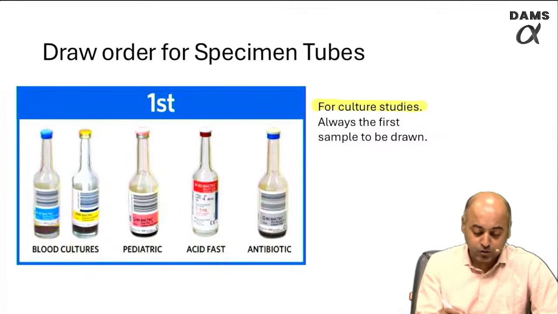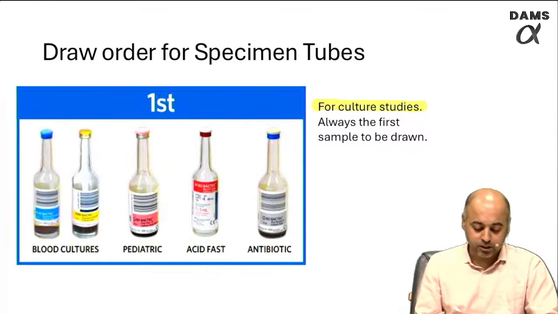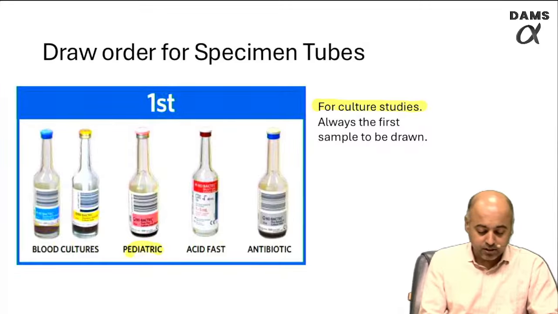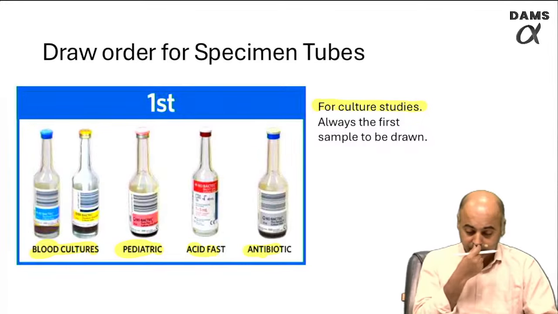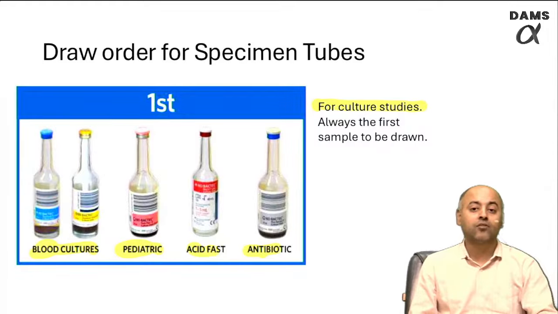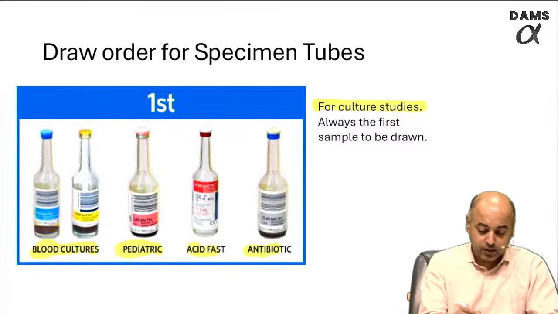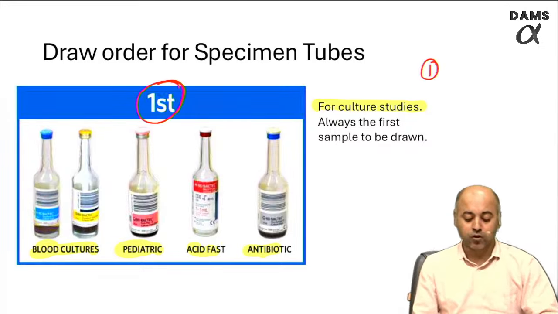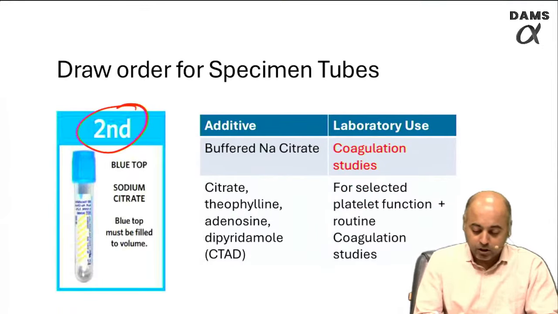And the important thing to note here is this long neck bottle. The long neck bottle is the one that you are going to be using for the culture studies. Depending on your differentials, the culture media will be different in each of these long neck vials. So the first one is always going to be the sample for blood culture studies, followed by the coagulation studies.